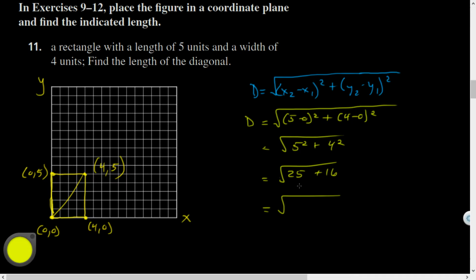That's going to equal, what's that? 41. Yeah. Square root of 41, which I do not believe reduces. I think 41 is probably even prime. If we wanted a decimal approximation of it, however, 6.403. Something like that. So there you go.